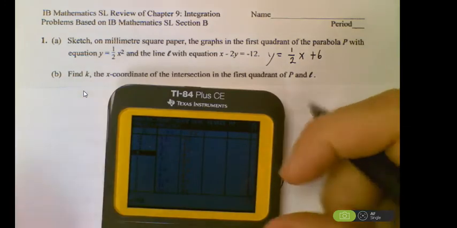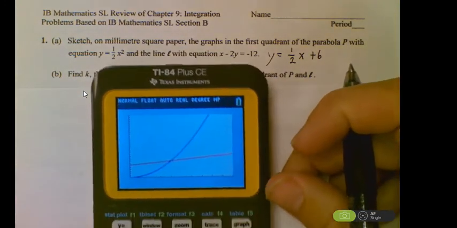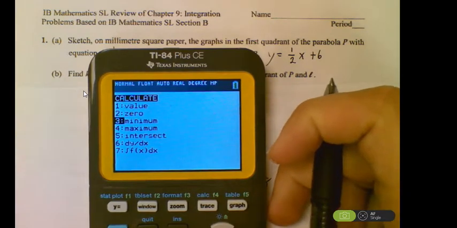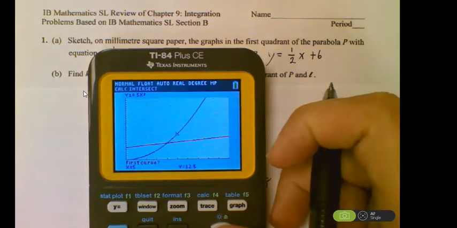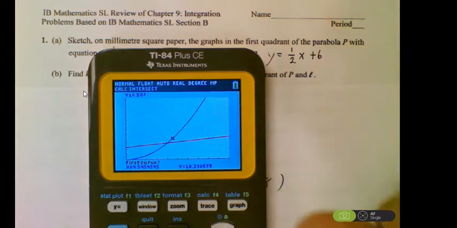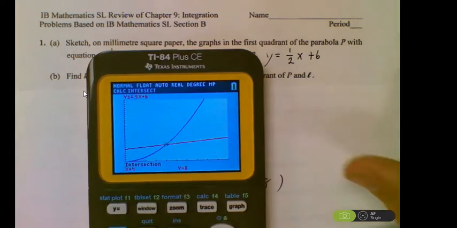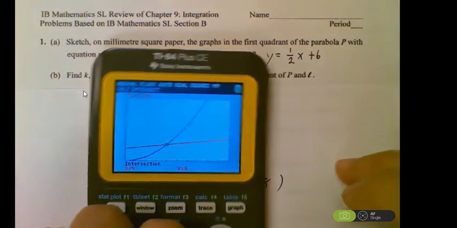If you did want to take advantage of a calculator, we go under Calc and choose Intersect. Then if you put your cursor anywhere near that point of intersection and hit Enter, Enter, Enter, it gives you the coordinates of the point of intersection. So we could also get 4, 8 that way.